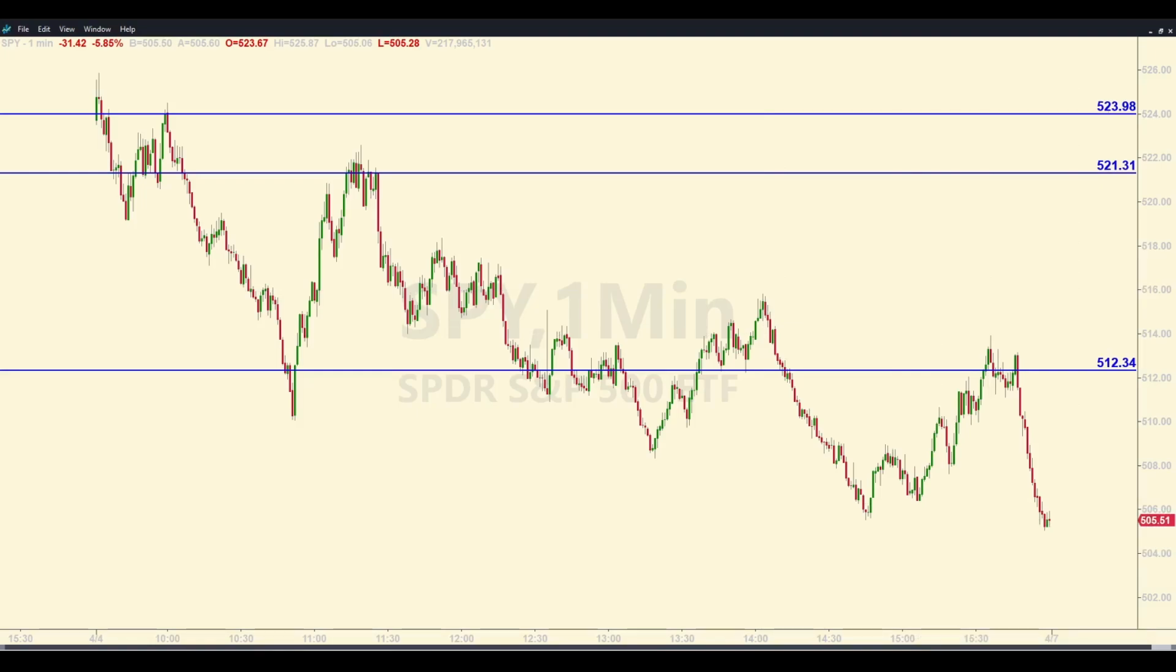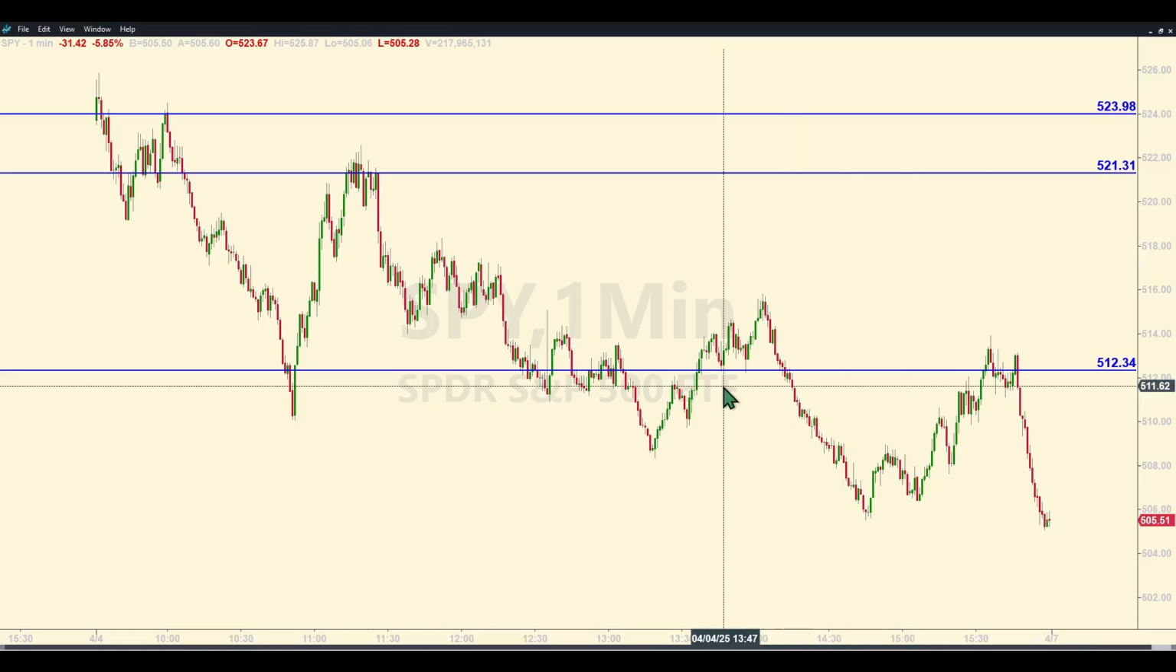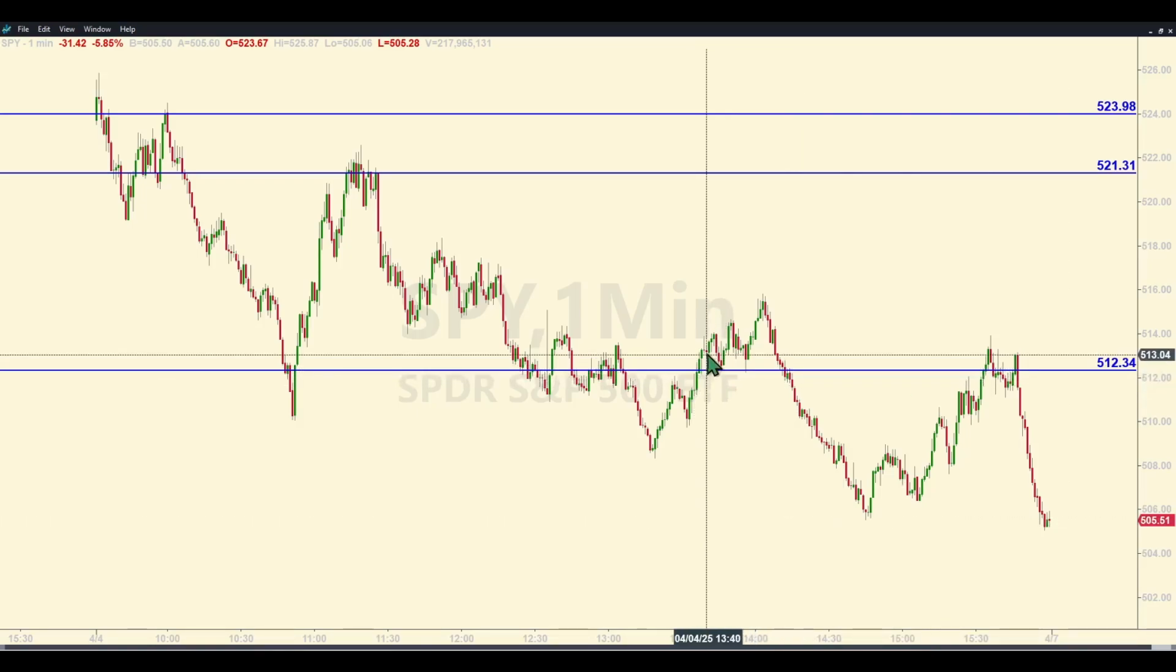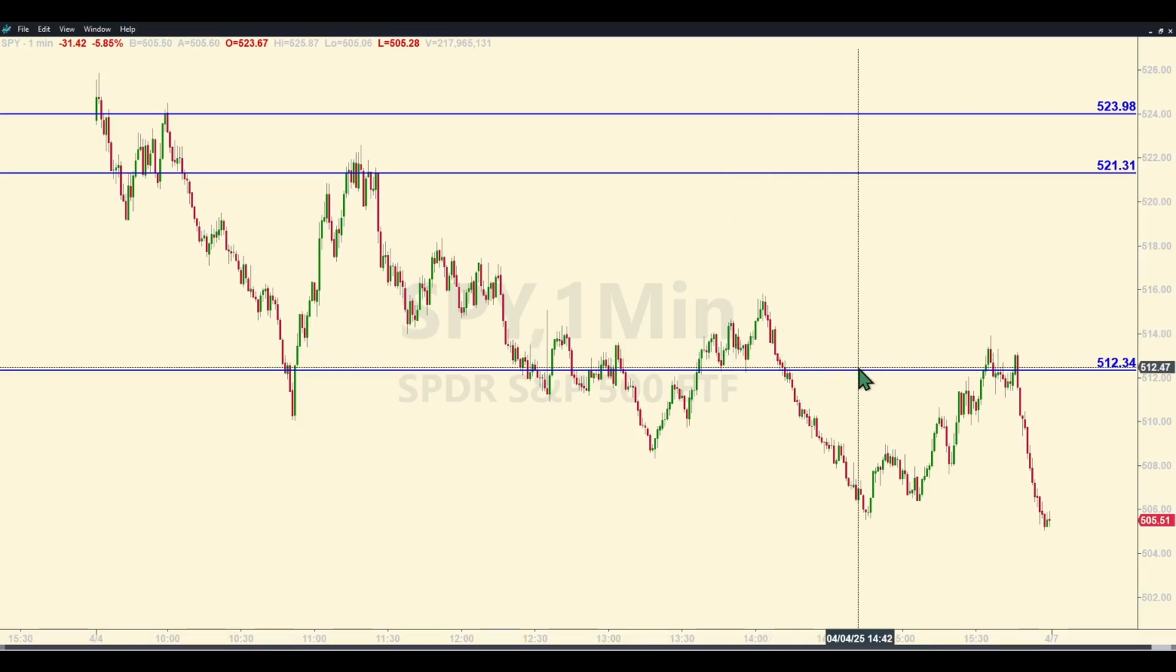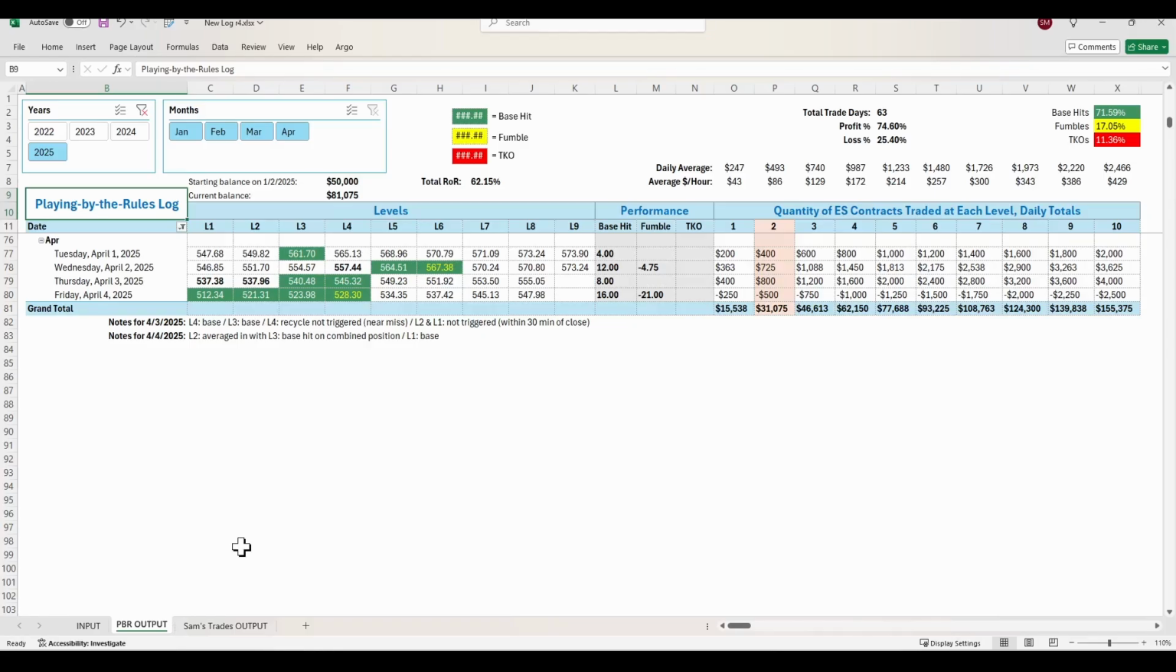Part of the reason I didn't want to trade anything on Friday. So as much as I'd rather say you should not have been trading on Friday, we're going to treat it as a process. Say you went short here like you normally would, withstood all that, had a pretty big fumble, reversed it, got a base hit on the reversal, and ended the day in the red because of that. And this is what Thursday and Friday look like on the tracking log. We're at the PBR output, playing by the rules. Read through the notes and see that 2 base hits were possible.